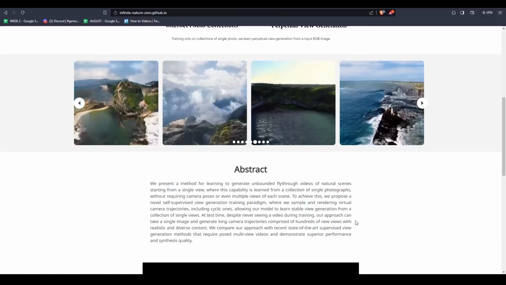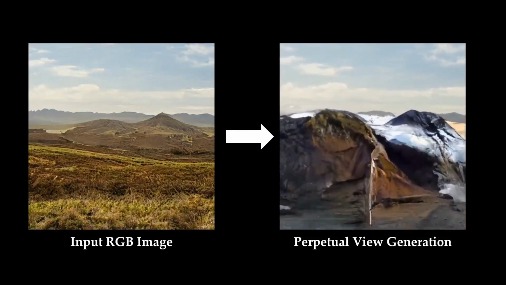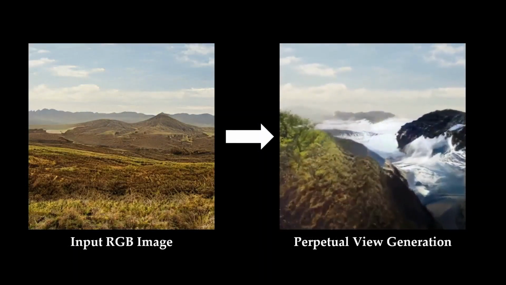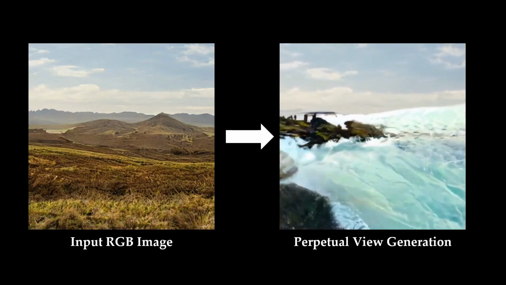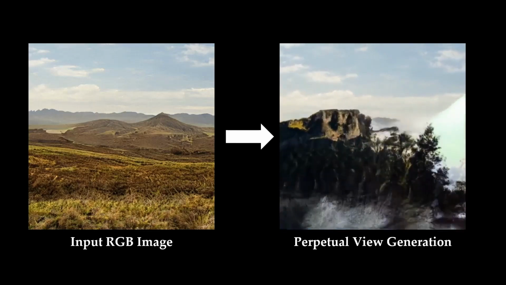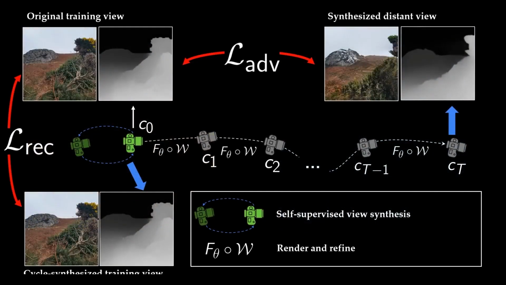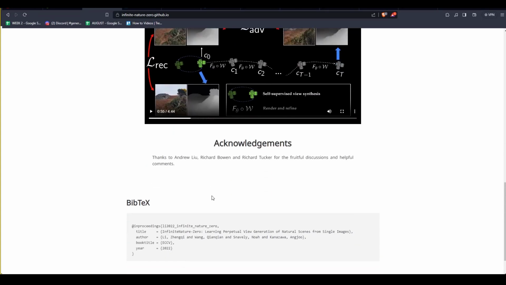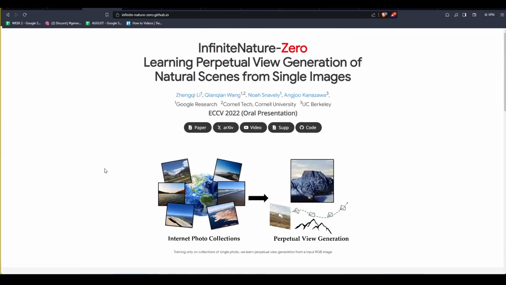Here you can see a few examples where they've taken single images and applied them to create these generative videos that are absolutely mesmerizing. As you can see here, they simply put in a single image, and it creates a perpetual view generation. It infinitely imagines what's over the horizon and generates you a drone shot. It's really quick and easy to use, so feel free to use this one if you need some infinite drone shots from a single image.